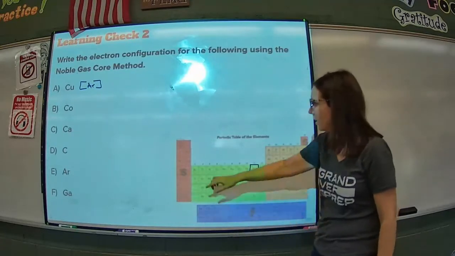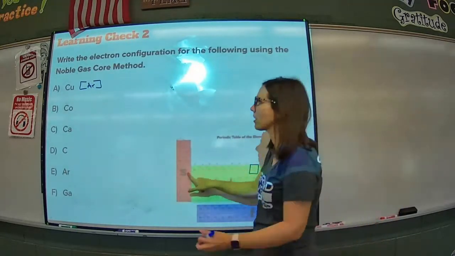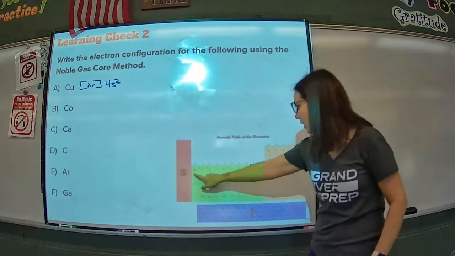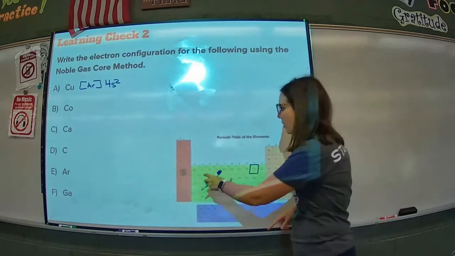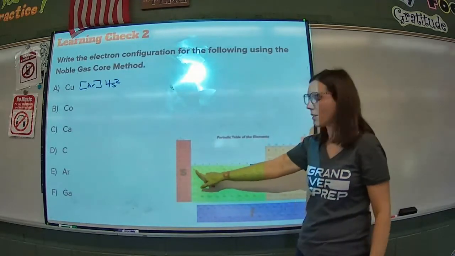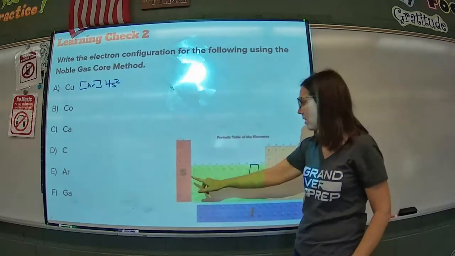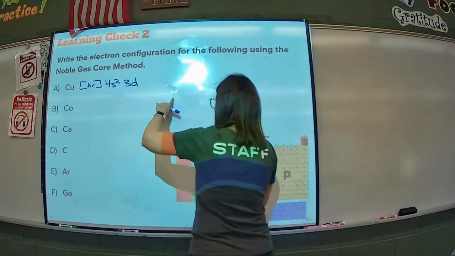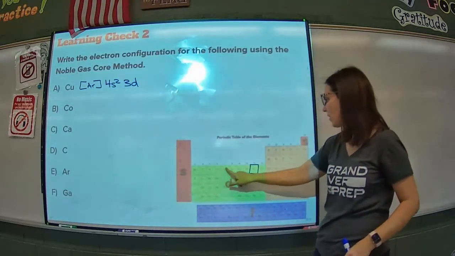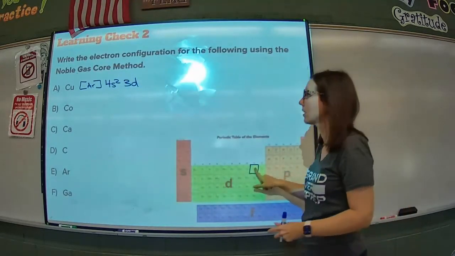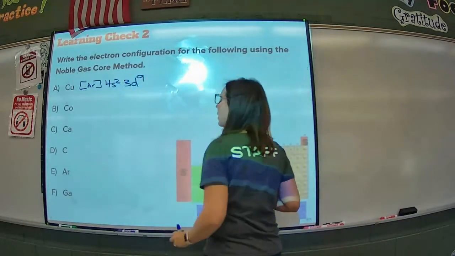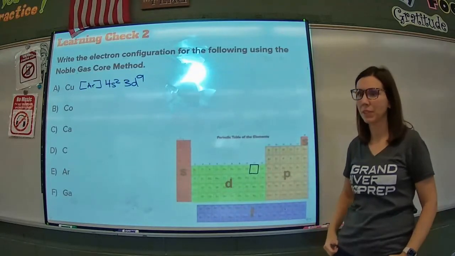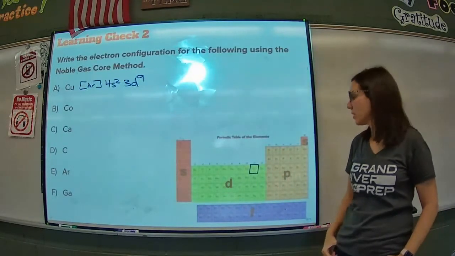So I'm going to come over here, and that's 1, 2, 3, 4. So that's going to be 4s2. And then I'm going to come along here, and remember, D block starts at 3 because it doesn't show up in the 3rd energy level. So 3d, and I'm going to count those over. 1, 2, 3, 4, 5, 6, 7, 8, 9. Okay, so copper is [Ar] 4s2 3d9. Okay, cool.